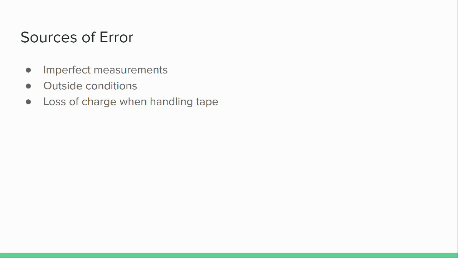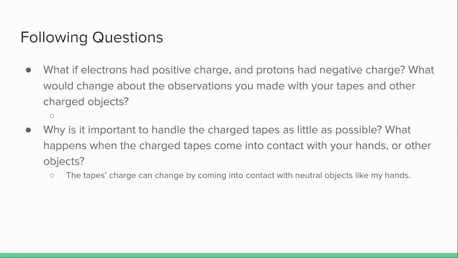There are a few potential sources of error when conducting these experiments. The first is imperfect measurements. I only measured with a basic ruler. The second are outside conditions, including humidity and the air itself, which can cause a change in charge. The final source of error is a loss of charge when handling the tape. And now for some follow-up questions to conclude this lab report.